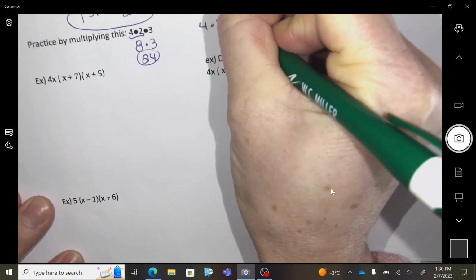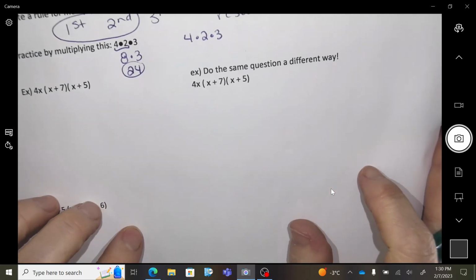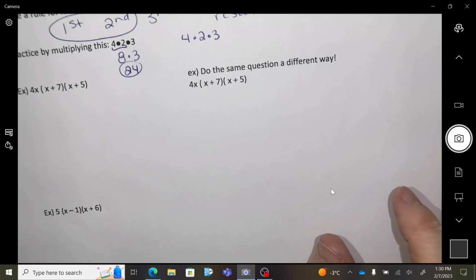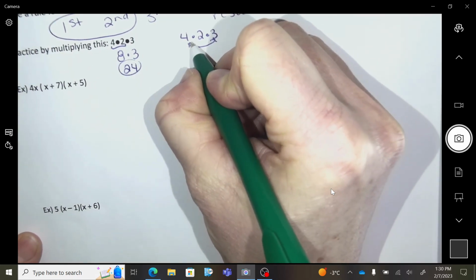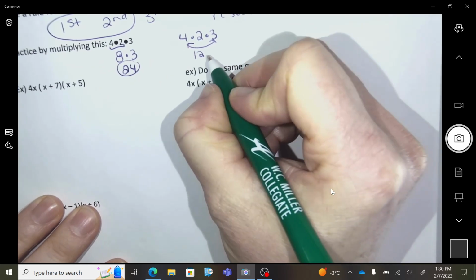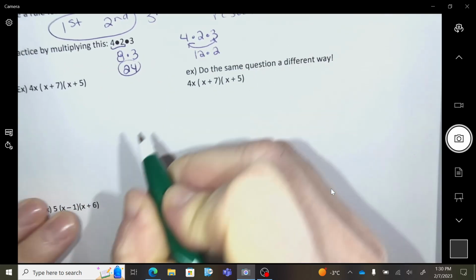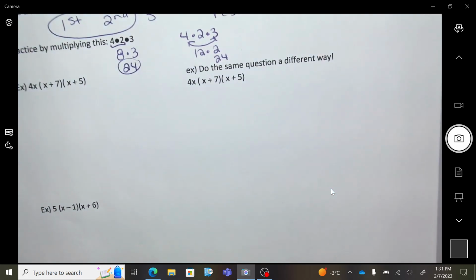Let's do this in a different way to see if it makes the same answer. Okay, so here's the same question. Can you pick 2 of them to do together? That's different. 4 and 3. So 4 times 3 is 12. Then I would times it by the 3rd item, and look at that. 24.